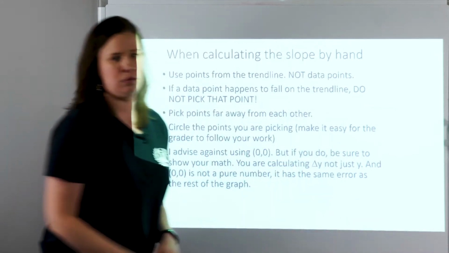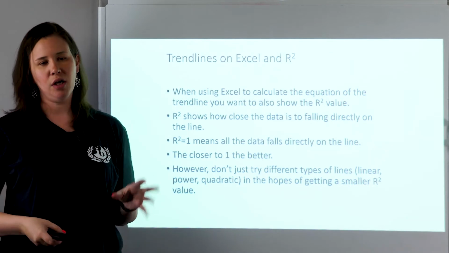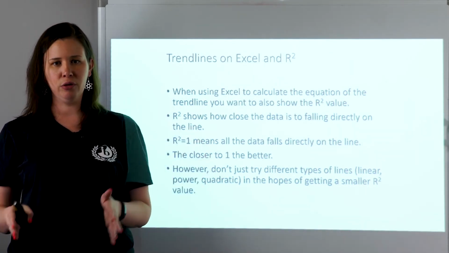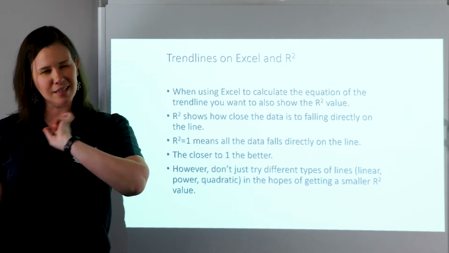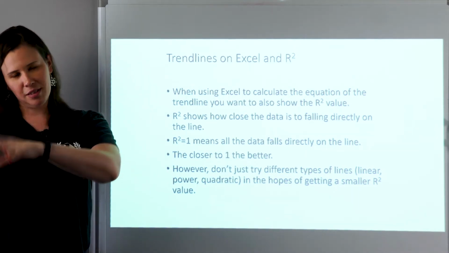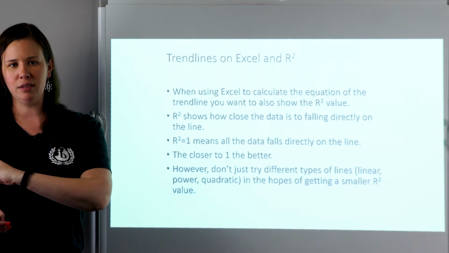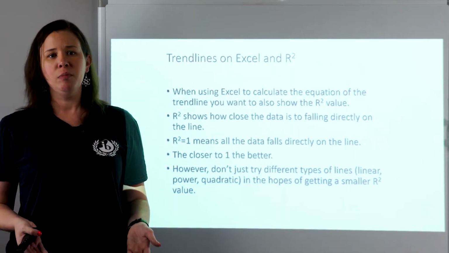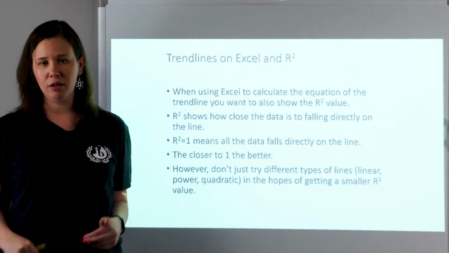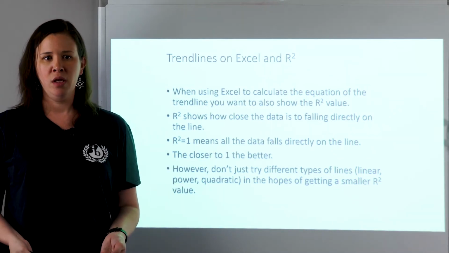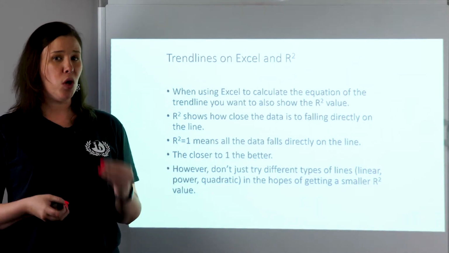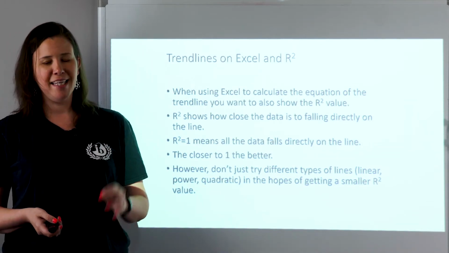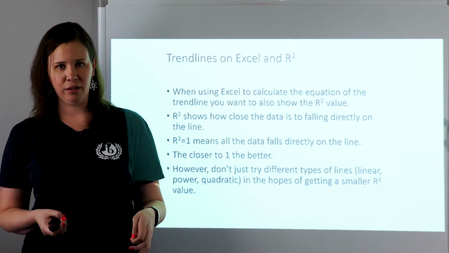All right, now let's talk about the R-squared value. Whenever you use Excel to create a graph, you're going to insert your trend line, and then in that same exact menu, you can also tell it to select the R-squared value. You always want to include that on a graph because that's going to describe the strength of the correlation of your data. An R-squared value of 1 would indicate that every single data point is exactly on the line.